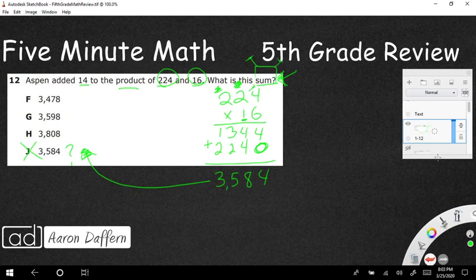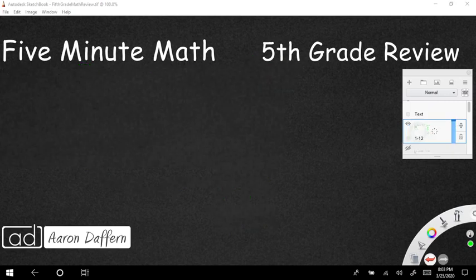The question is actually looking at the sum. And so we didn't do anything with this 14. Aspen added 14 to the product of 224 and 16. So we've got to add that 14 back in. And now we see we've got this 3,598. Adrian, you are correct. It is G. So that is good. And let's go ahead and hide that, and let's look at our second problem.